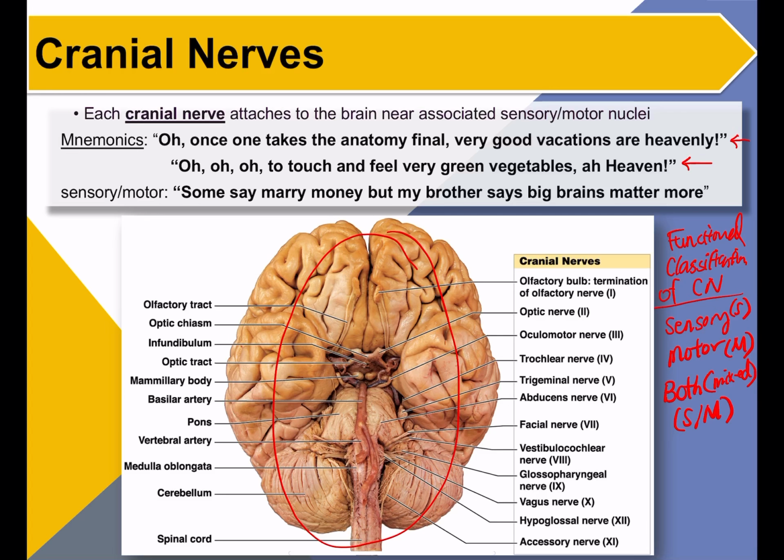Kind of like "Come let's get sunburn" for the integumentary system. So the mnemonic goes: Oh, once one takes the anatomy final, very good vacations are heavenly. Those words have to do with the first letter of each cranial nerve. Oh, once one takes the anatomy final, very good vacations are heavenly. I don't know why they switched the order of these 2, probably because of the location. But yeah, 11 comes first, then 12. Okay, or the other way.